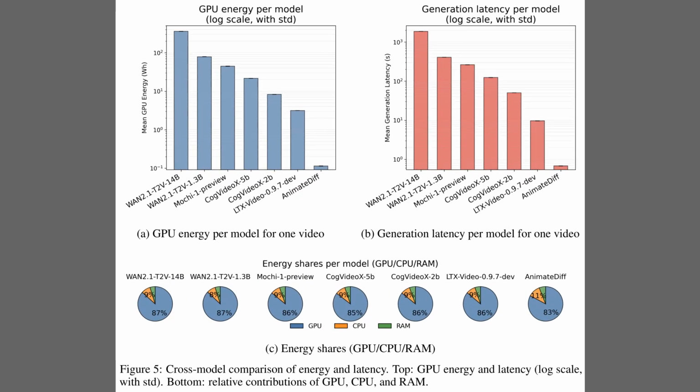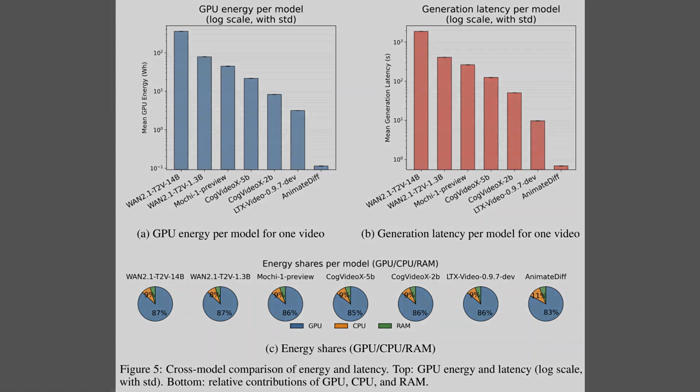Alright, Figure 5 compares models head-to-head. The left panel shows GPU energy per video, where AnimateDiff sits near 0.14 watt-hours, while WAN 2.1 T2V 14B exceeds 415 watt-hours, a roughly 3,000 times gap. The right panel reports latency, ranging from under a second to about 1,900 seconds. The bottom row summarizes energy shares, which remain GPU heavy at over 80% across systems.